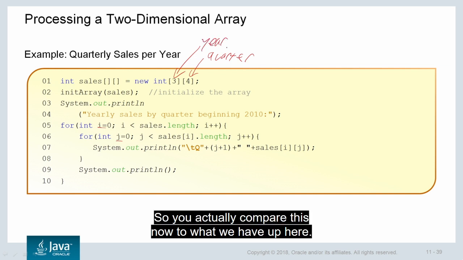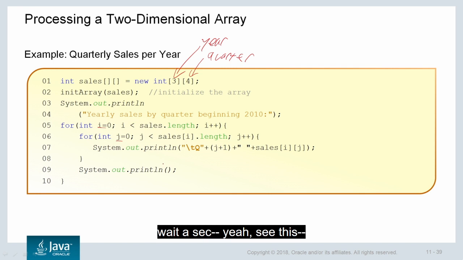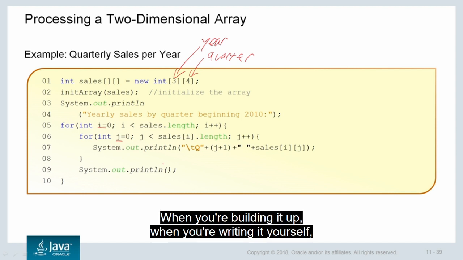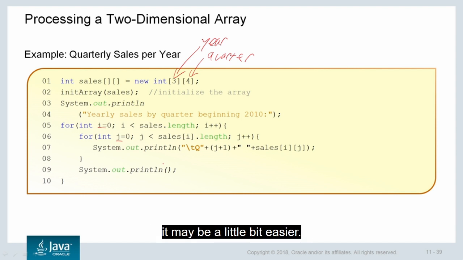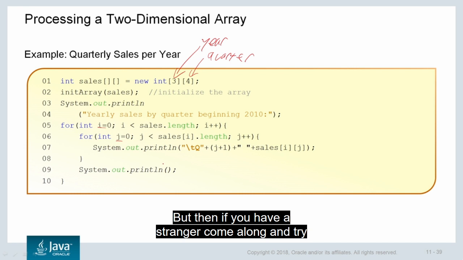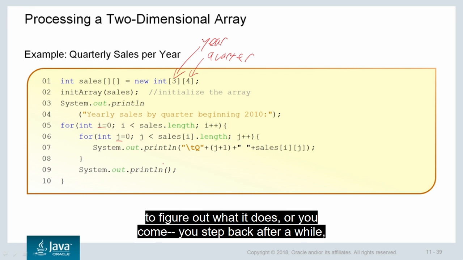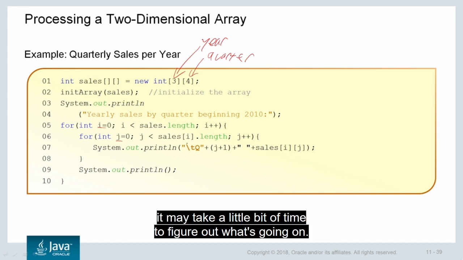So let me actually compare this now to what we have up here. So sales i would be for the first one, so that would be for, wait a sec. Yeah, see, nesting loops like this can get confusing. When you're building it up, when you're writing it yourself, it may be a little bit easier. But if a stranger comes along and tries to figure out what it does, or you step back after a while, it may take a little bit of time to figure out what's going on.